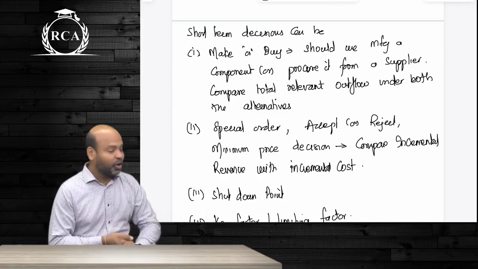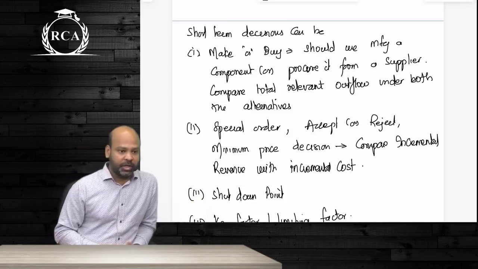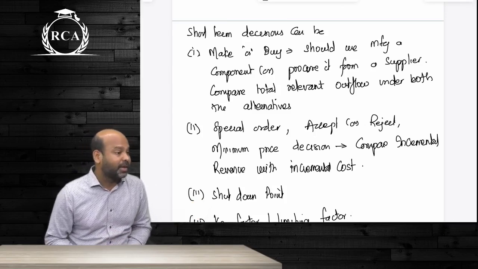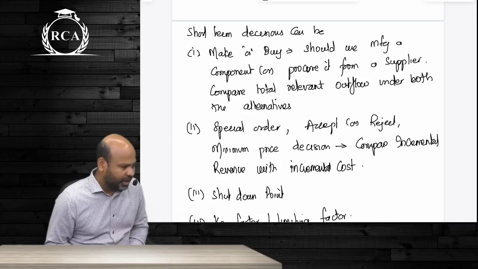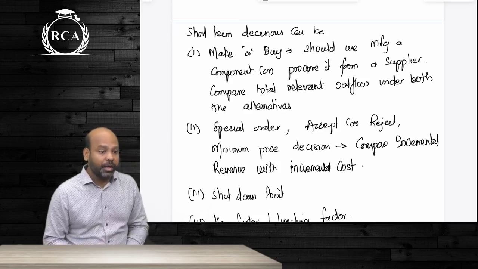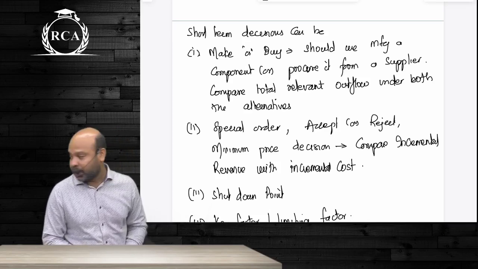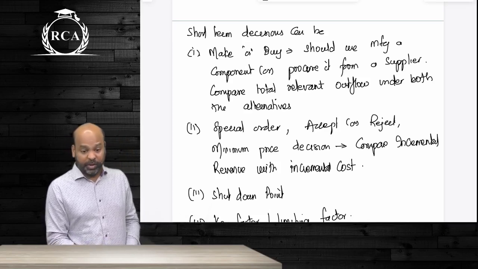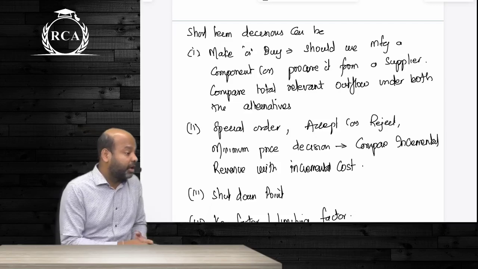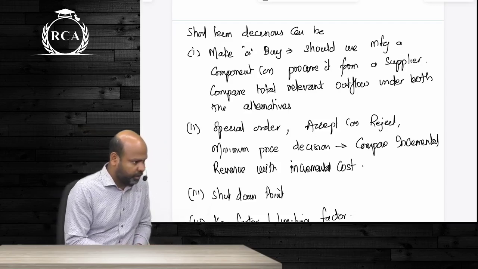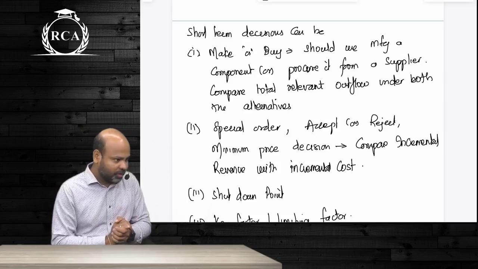So for special order, guys, accept or reject as such, beta, you will always have to check whether there is spare capacity available or not. If there is spare capacity available, there will not be any contribution foregone. There will not be any opportunity cost. You will directly compare variable cost plus specific fixed cost, if any, with the amount of revenue that you are going to realize.